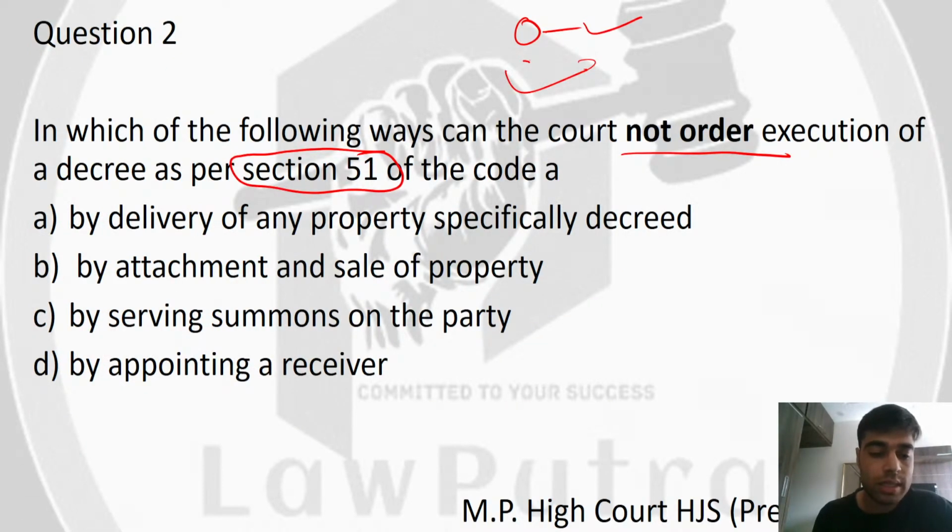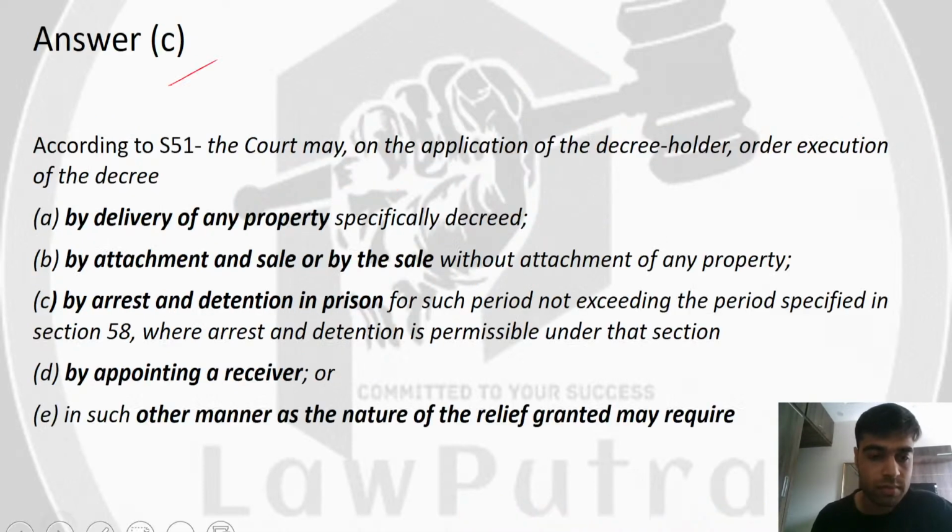Now see, section 51 deals with all the ways in which an order can be executed. So by delivery of property, attachment and sale, by arrest and detention, by appointing a receiver, these are all given in section 51 itself. Now, option C was serving of summons. See, summons has nothing to do with execution of a decree. Summons is basically so that the trial can be initiated. It is basically for the appearance of the defendant or the respondent. Okay, so it has nothing to do with execution of a decree.